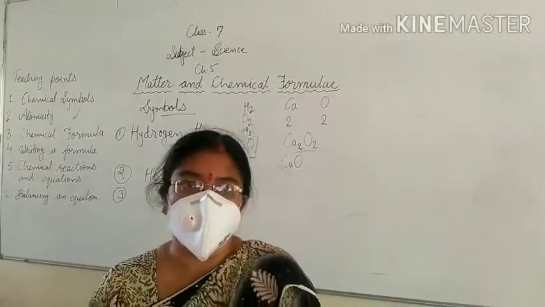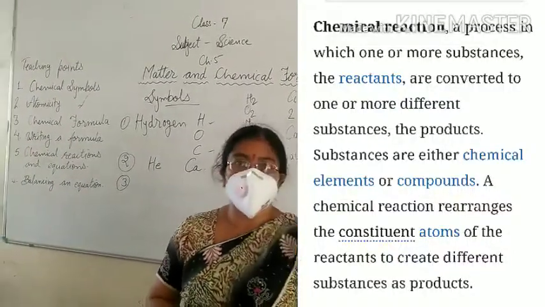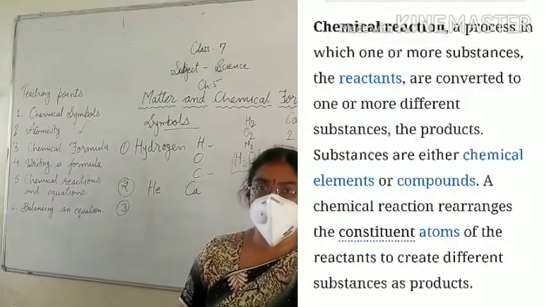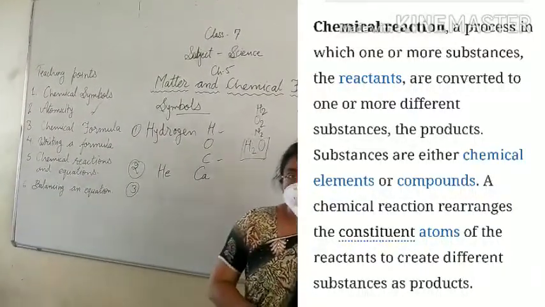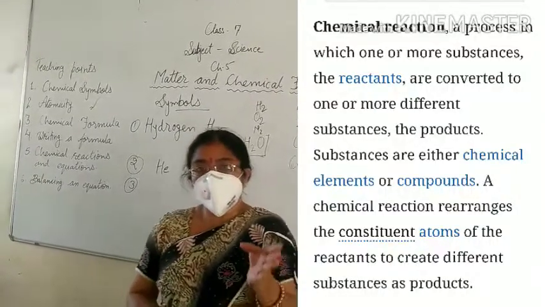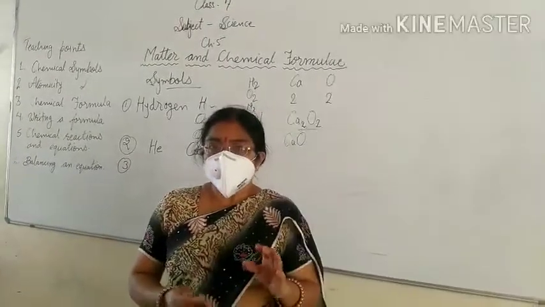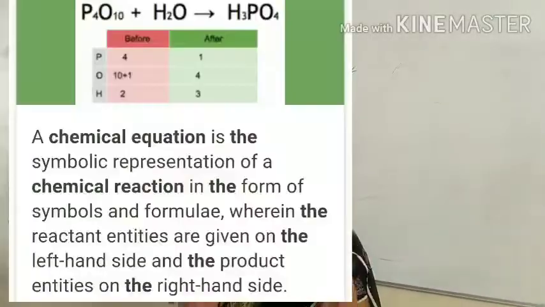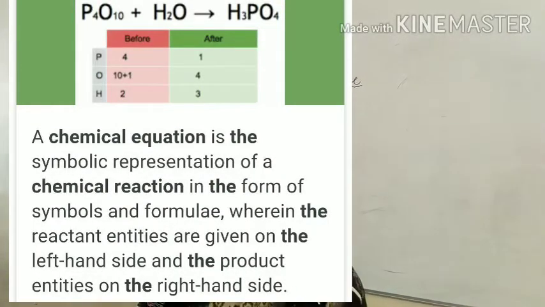Now, chemical reactions. You have read about physical and chemical changes in the previous class. Physical change is when no new substance is formed, and chemical change is when a new substance is formed. If this chemical change can be written in the form of a reaction, it is called a chemical reaction, and when this chemical reaction is represented in the form of symbols, it is called a chemical equation. A chemical equation is divided into 2 parts.